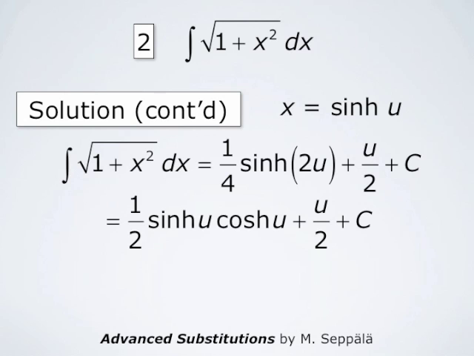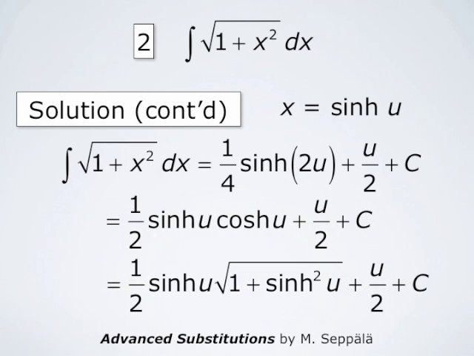Next, recall that by the basic formula about the hyperbolic functions, hyperbolic cosine of u is a square root of 1 plus hyperbolic sine squared of u. So we get that integral of square root of 1 plus x squared dx is 1/2 hyperbolic sine of u times square root 1 plus hyperbolic sine squared of u plus u over 2.